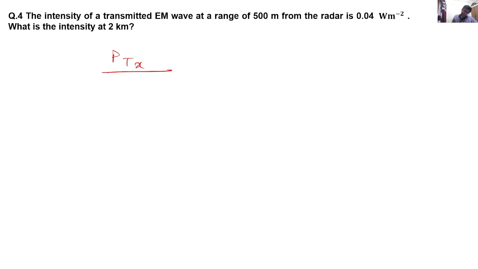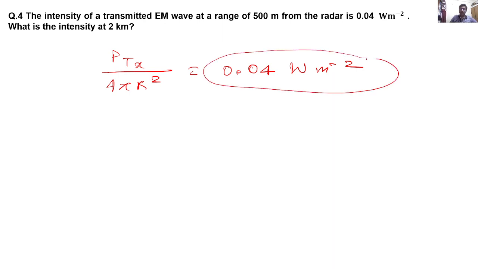So Ptx by 4 pi r square is equal to watt per meter square. That is given already. Intensity is power by area, and that is what I am doing here basically. So this is already given.